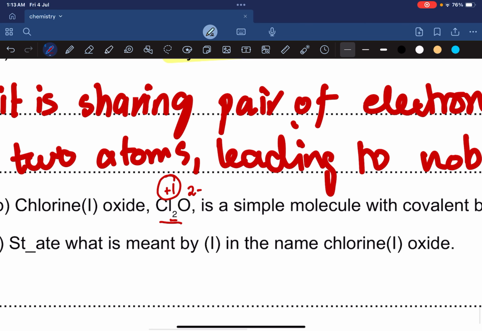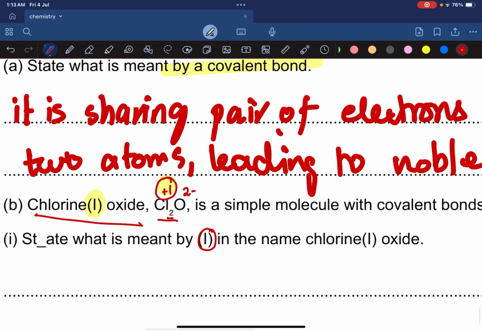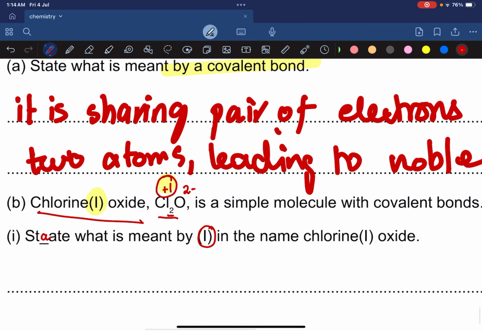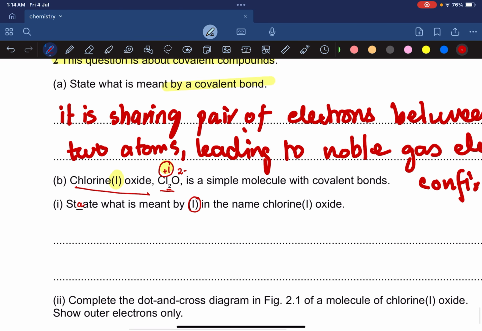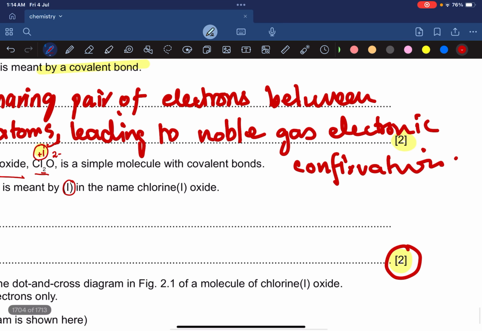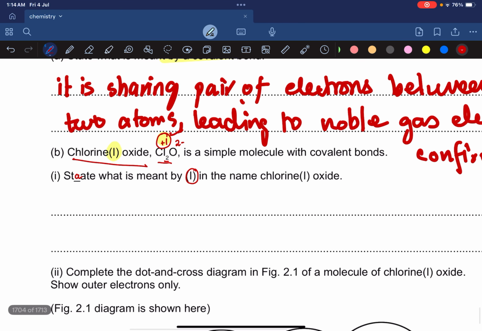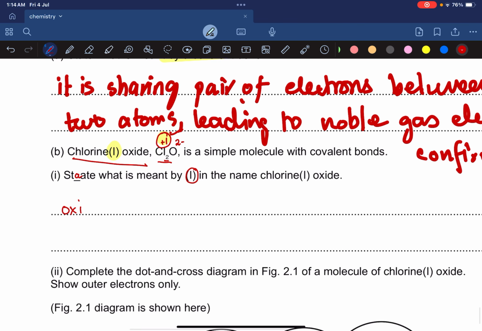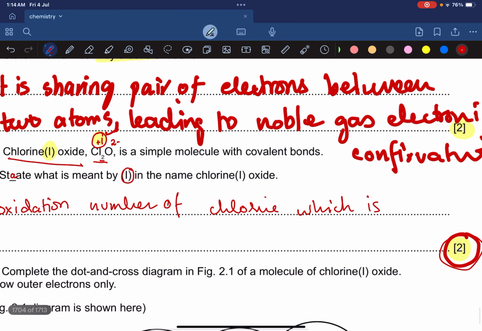So this 1 in chlorine(I) oxide basically tells the oxidation number of chlorine, which is a +1. Just writing that it tells about the oxidation number of chlorine is going to be wrong. You have to write which is +1, because you have 2 marks. So 1 mark for it. This 1 basically tells us about the oxidation number of chlorine. That's going to be your first mark, and the second mark is going to be which is a +1.